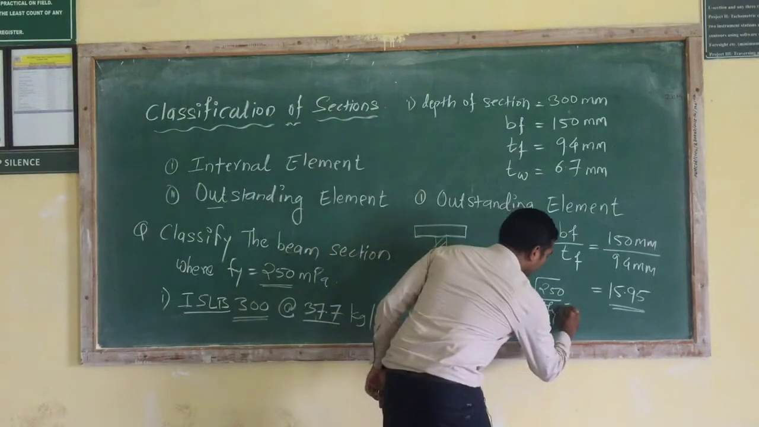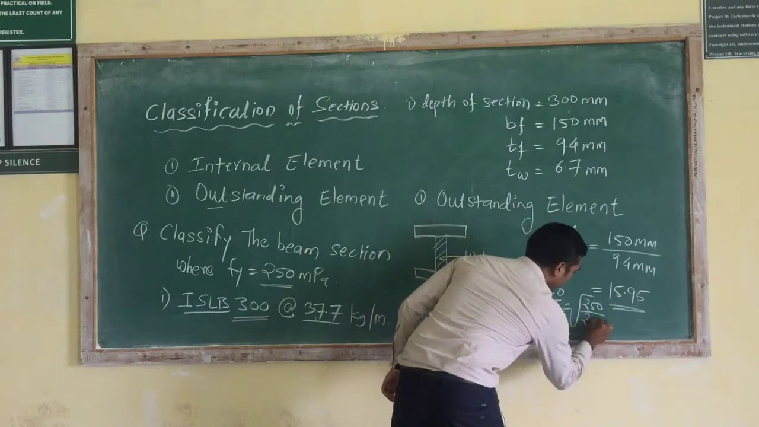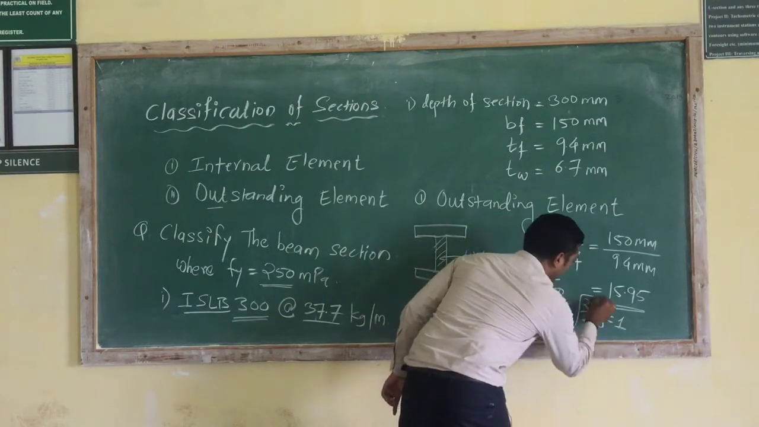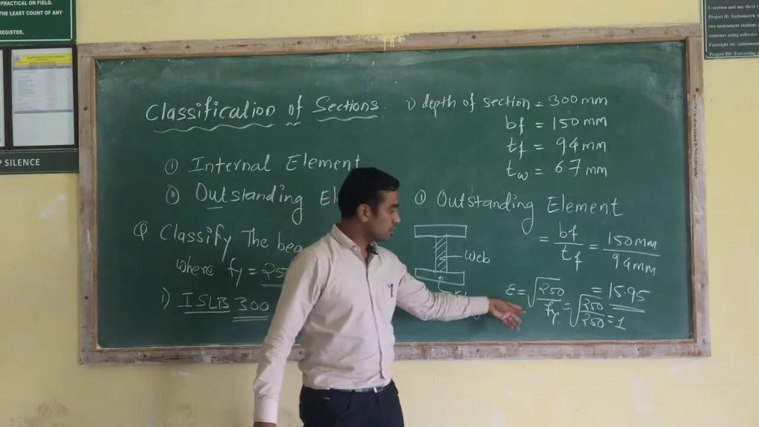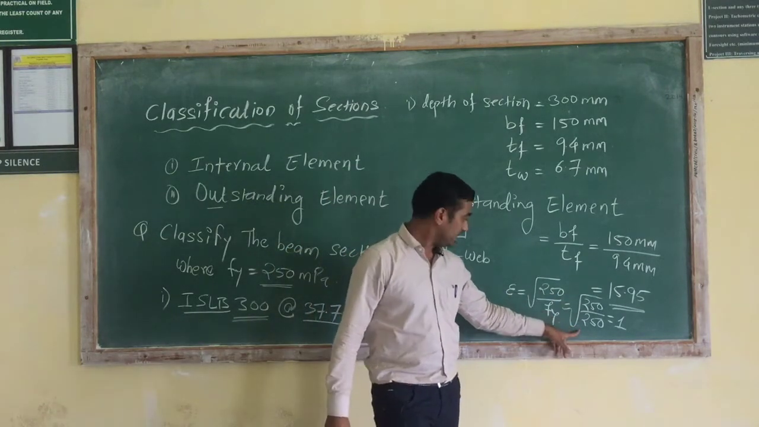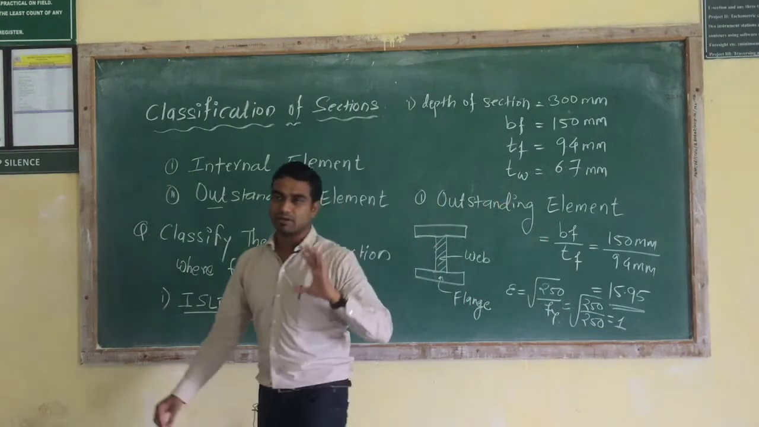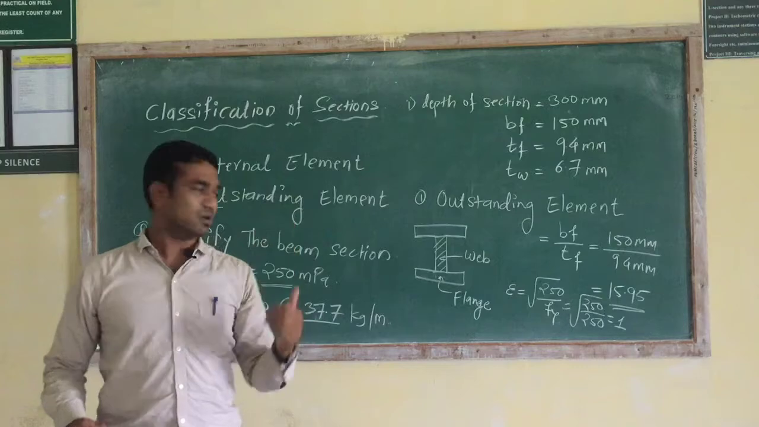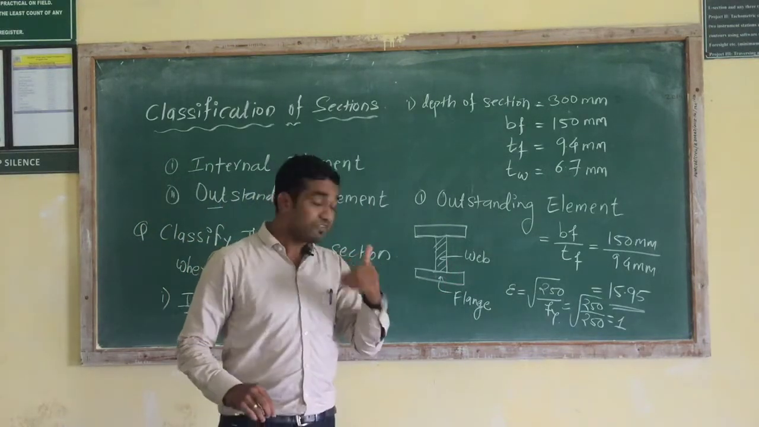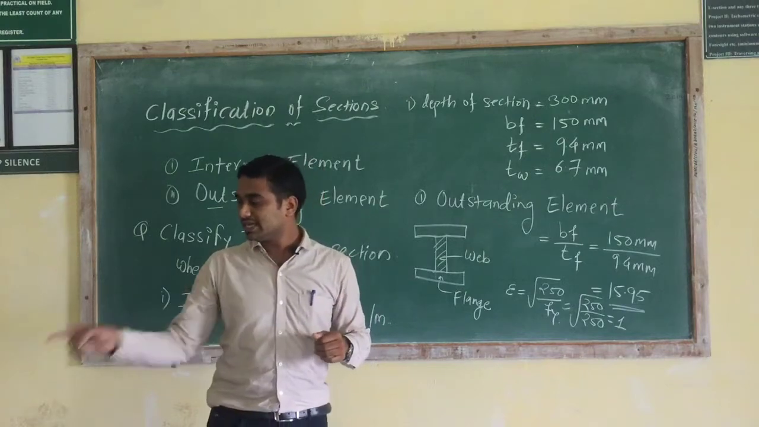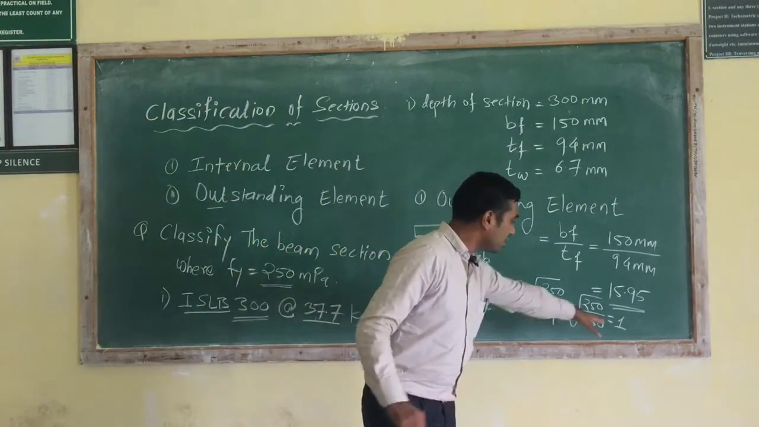You will get the value of epsilon as under root of 250 divided by 250, which is equal to 1. Very simple. You can easily remember this formula of epsilon, or if you find it difficult to remember, you can easily get the formula from the IS code. So the value of epsilon here is 1.